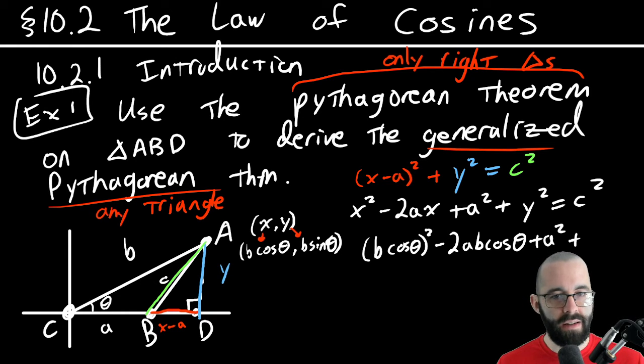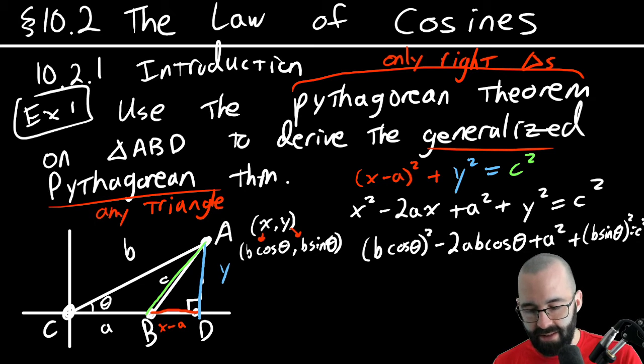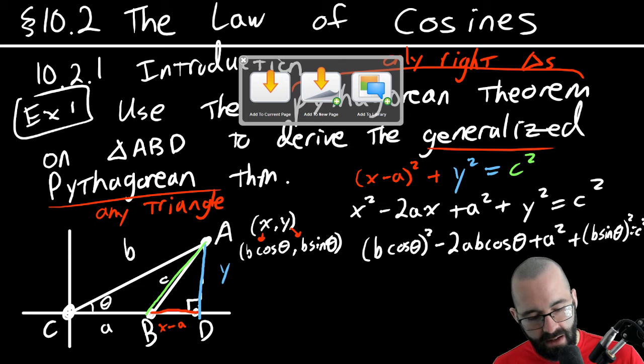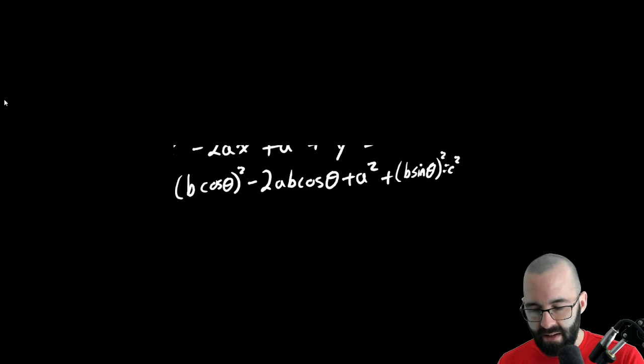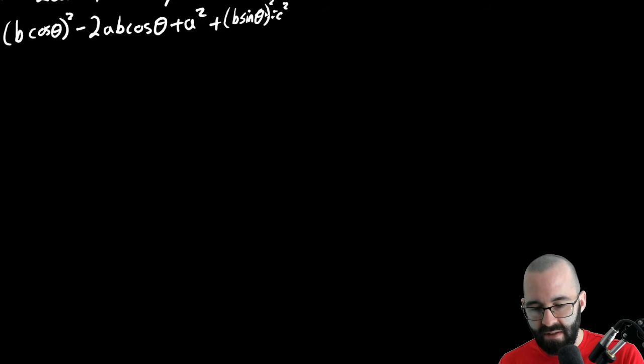What's y squared? Well, that's b sine of theta squared. And that equals c squared. All right, and now we're just gonna have to do a little simplifying. Don't worry, it's actually not that bad. Let's just copy it over to the next page, like so, and let's keep simplifying.